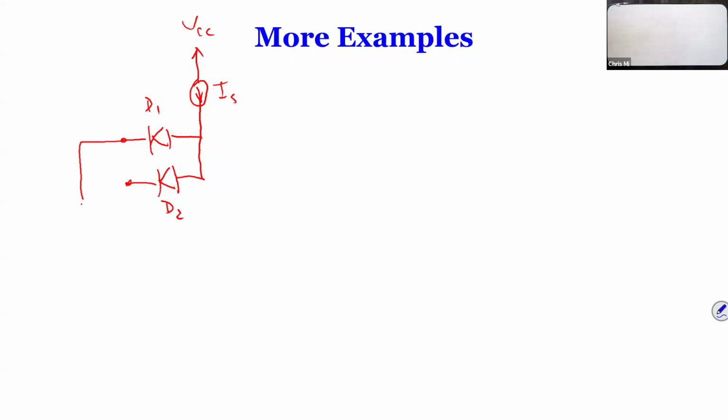Wouldn't we need a resistor? No, not really. Suppose you have 2 like this. What do you think the current will be? Let's say this IS is 5 milliamps. And this resistance is 2K, this is 3K. So guys, can you find I2 and I1?